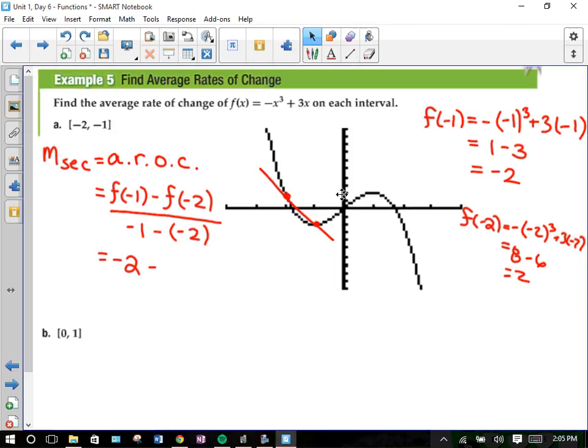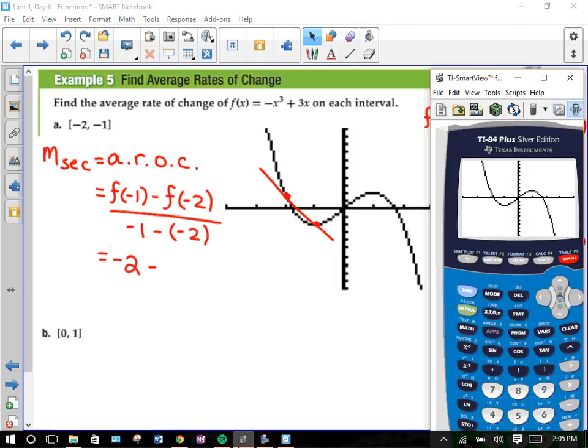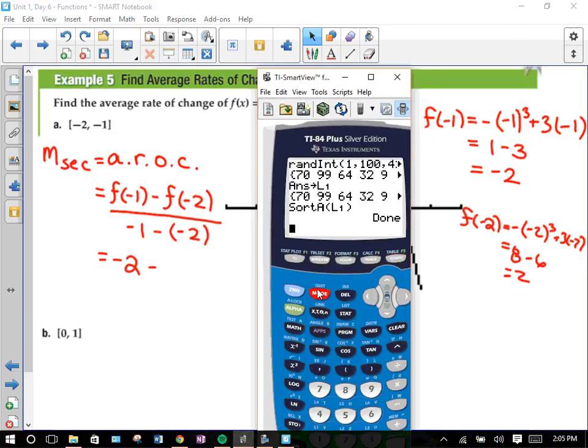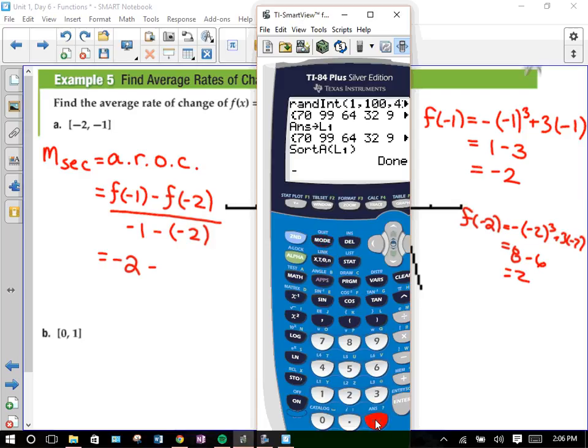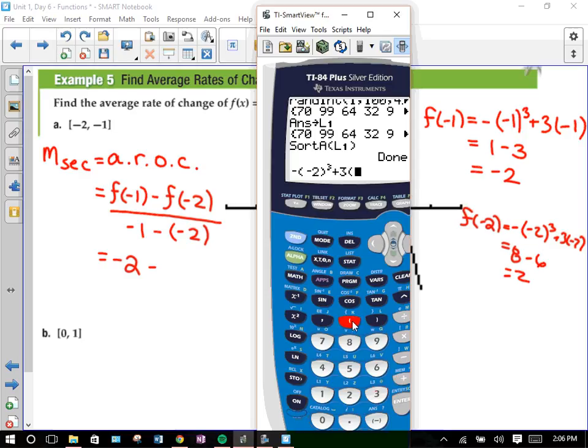So we need to find f of negative 2. Are we all clear why we're finding f of negative 2? You can type this in your calculator: negative, parentheses, negative 2 to the third power, plus 3 times negative 2. And that gives us positive 2.